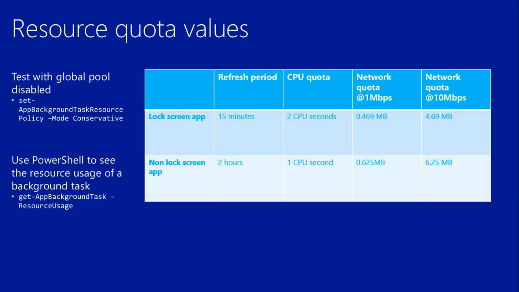global pool disabled. Let's say your application runs out of its quota and you're counting on the global pool resource, but at that time the global pool is giving its resources to some other application. So you won't be able to receive the resource, will you? So test your application with the global pool resource disabled, and try to check with PowerShell how much resource your background task is using.